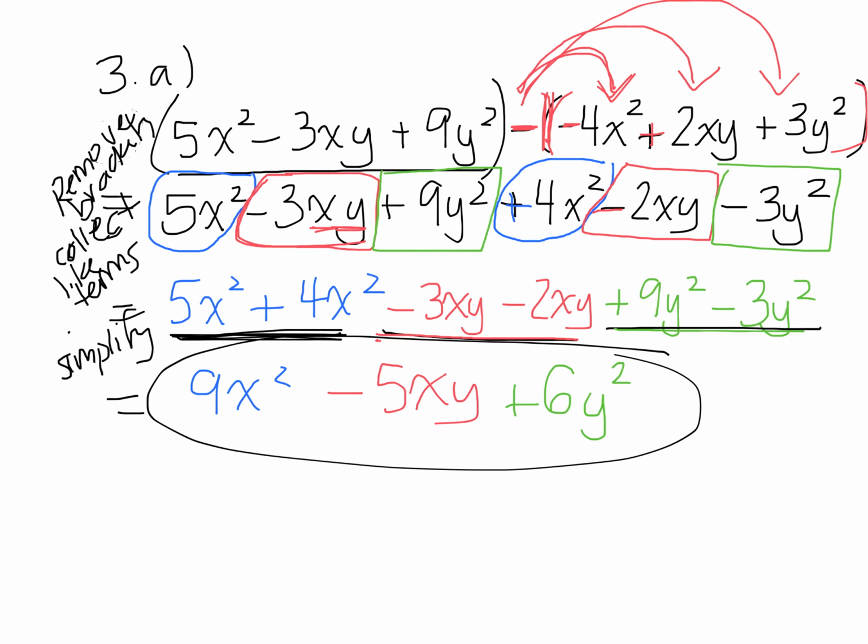None of these terms are like terms. I have an x squared term, I have an xy term, and I have a y squared term. I have all three different terms. You can't add terms together that don't have the same variable and same exponent.